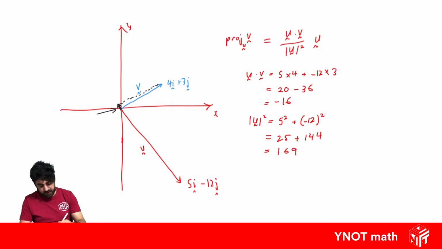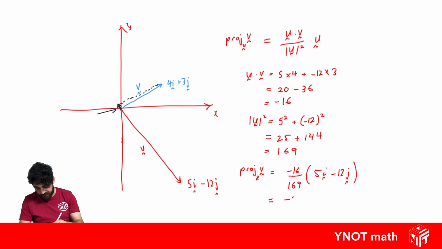And then finally, we can work out our projected vector, v onto u, as our dot product, which is minus 16, over our magnitude of u squared, which is 169, multiplied by our vector u, which is 5i minus 12j. And if you wanted to expand that out, you get minus 80 over 169i plus 192 over 169j.